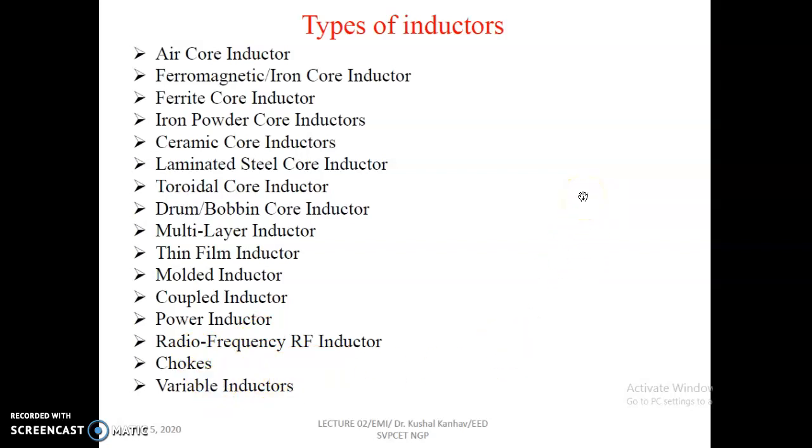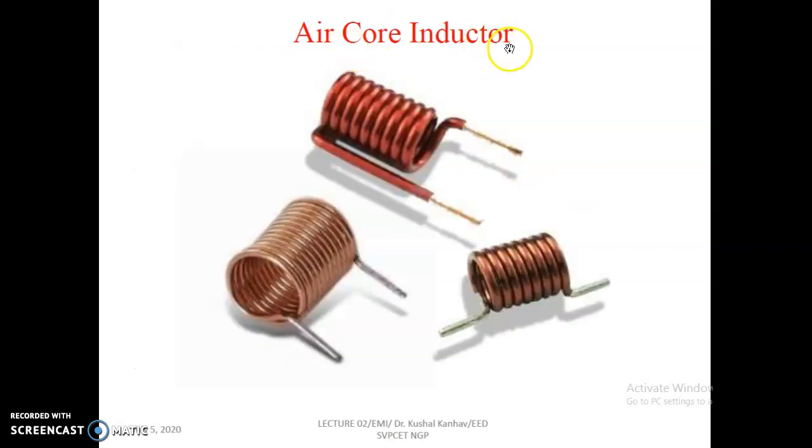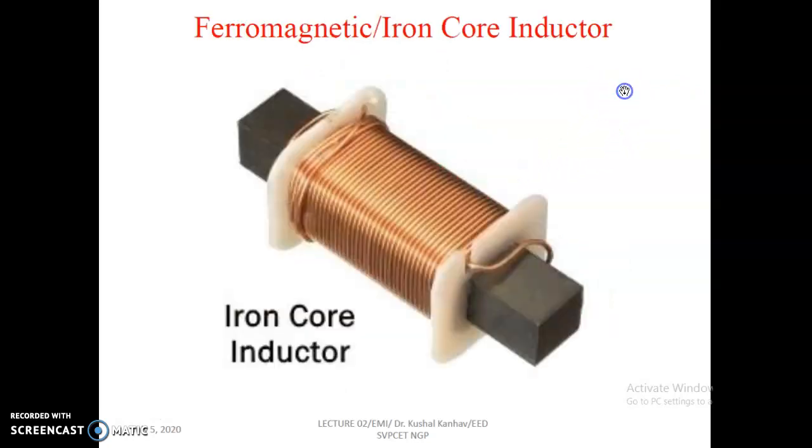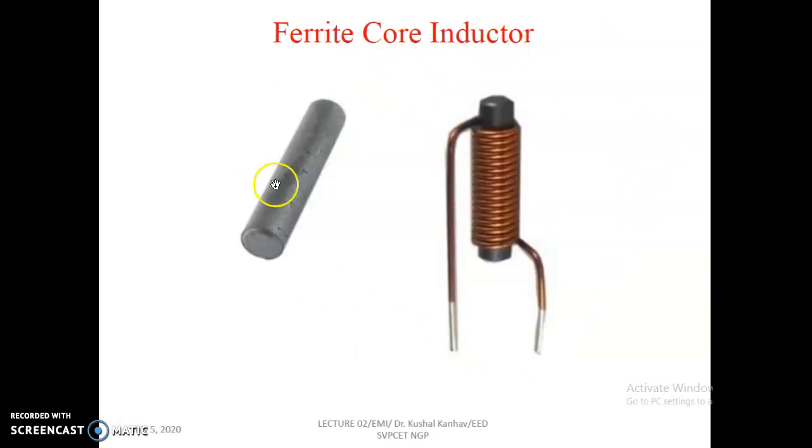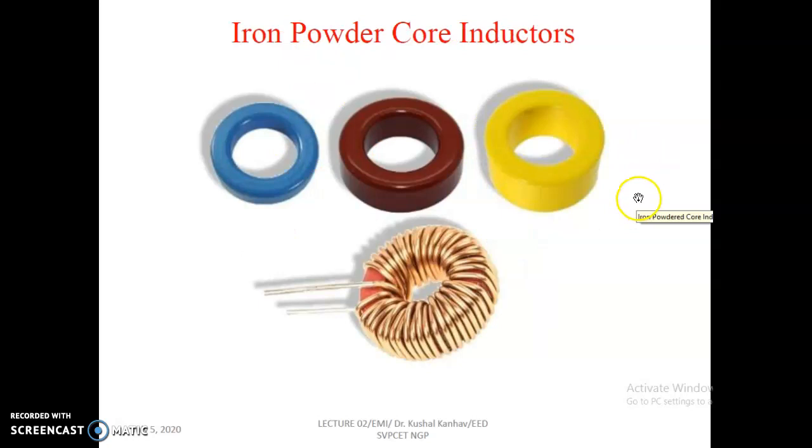So we'll see a few inductors now, one by one, how they look like. So these are air core inductors. You can find that there is no magnetic material involved, so they are called air core inductors. I am just showing you the pictures of different inductors now. This is ferromagnetic iron core inductor. This is a ferromagnetic material that is used to construct this inductor. This is ferrite core inductor. This is a magnetic material, a ferrite core, on which the winding is wound. This is called ferrite core. This is iron powder core inductors. This is how iron powder core looks like.